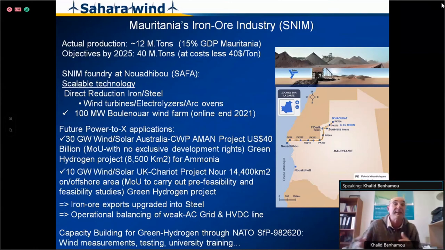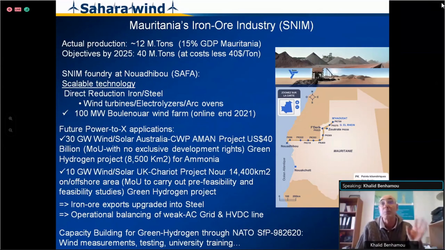And because of the scale of the projects, this will ultimately have some impact on the grids and the operational balancing of the HVDC infrastructure, for which we have done capacity building, at least in the green hydrogen sector, in both countries, Morocco and Mauritania.